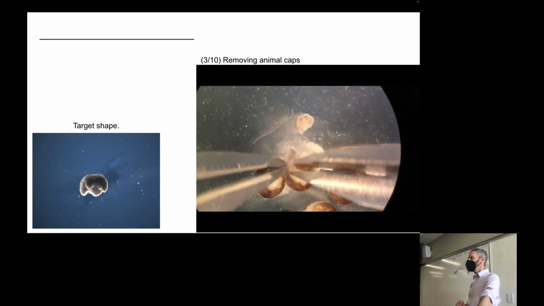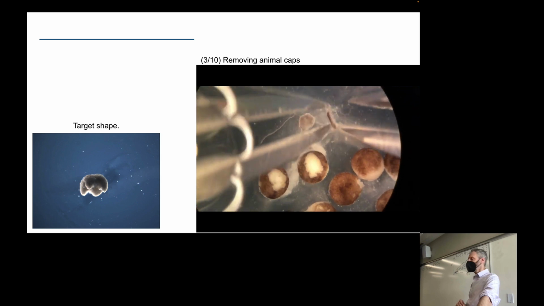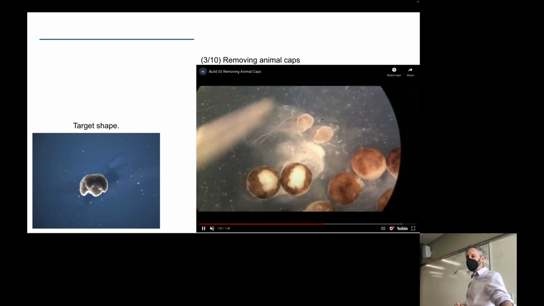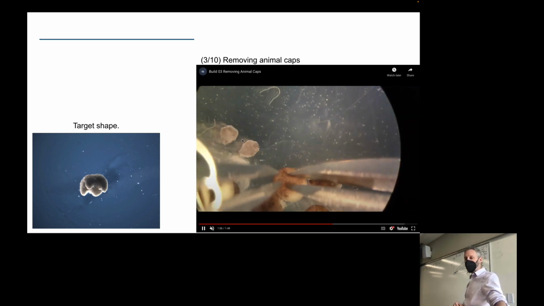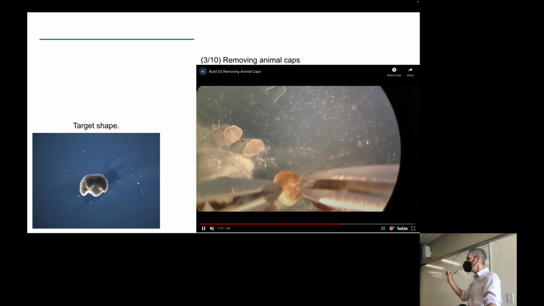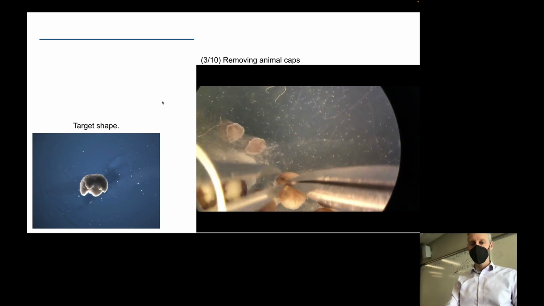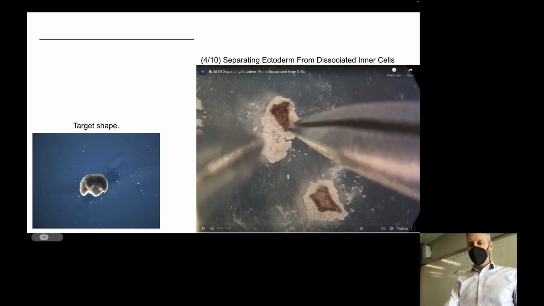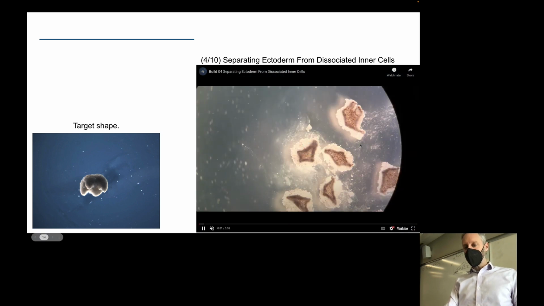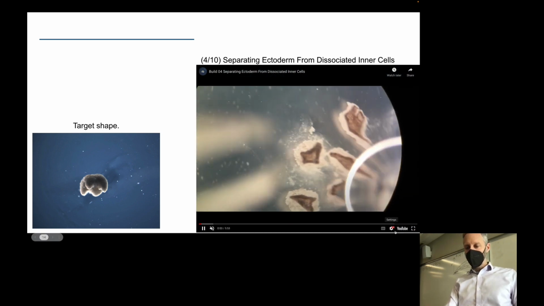So far, so good. Any questions? Okay, so there's two animal caps on the left now. These contain the cell types that we're interested in. Now you can see these 1, 2, 3, 4, 5, 6 animal caps again.